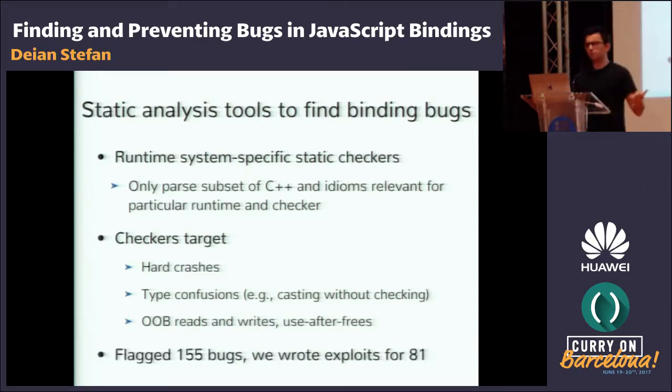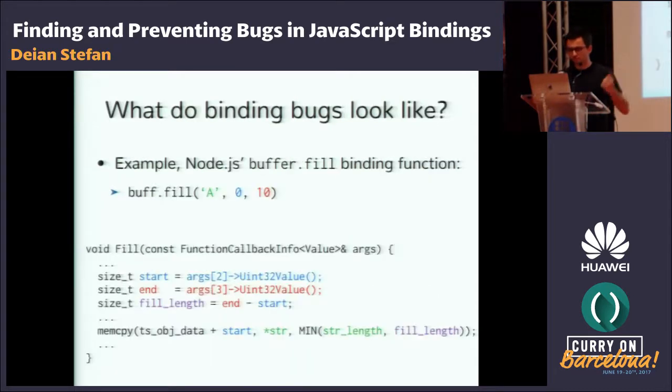Now, overall, we've flagged roughly 155 bugs, but we didn't confirm all of these. We only looked at 81, mostly because we were lazy, and I need to maybe spend the rest of this week in Barcelona on the others. But anyway, we still found 81 confirmed bugs, and a bunch of these are pretty serious. So let me talk to you a little bit about those bugs. Okay. So what do they actually look like?